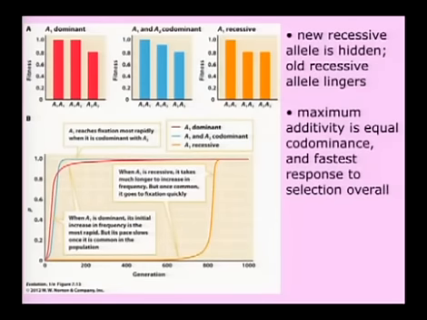Is there an explanation why codominant reaches fixation more rapidly than the dominant? Yeah, so the dominant doesn't go towards fixation at the top very fast, and the reason why is because the deleterious old allele is hidden in heterozygotes. And so selection doesn't have the opportunity to eliminate those gene copies of A2.